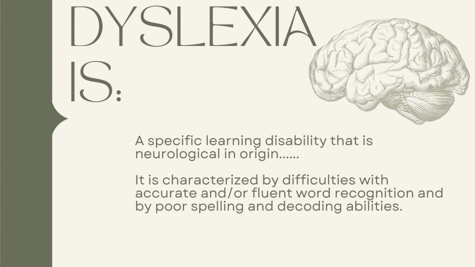The following is the definition adopted by the International Dyslexia Association, IDA, and the National Institute for Child Health and Human Development, NICHD. Dyslexia is a specific learning disability that is neurological in origin. It is characterized by difficulties with accurate and or fluent word recognition and by poor spelling and decoding abilities. Dyslexia is neurological in origin, meaning it is brain-based.